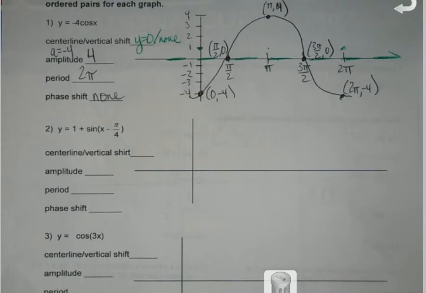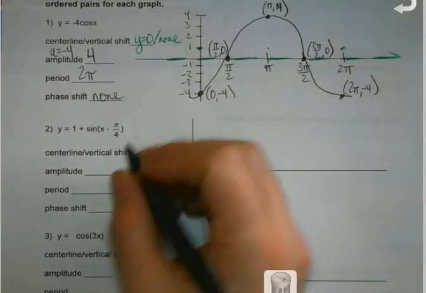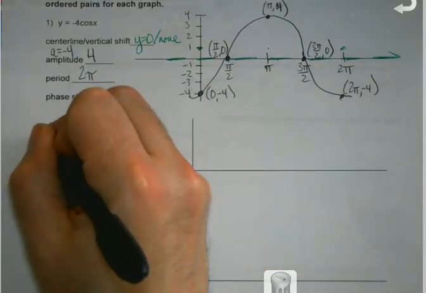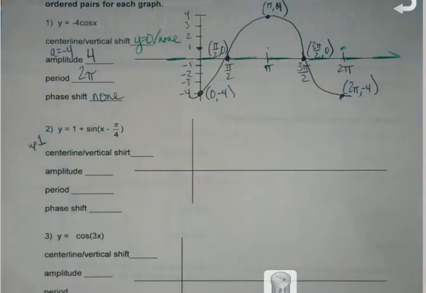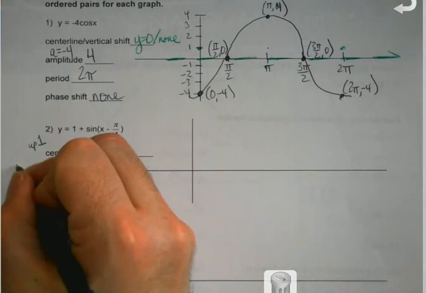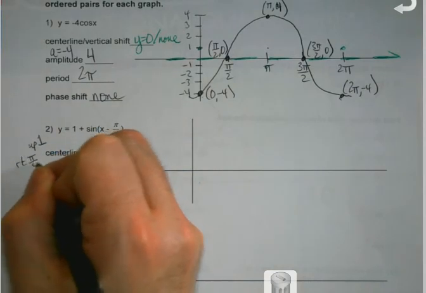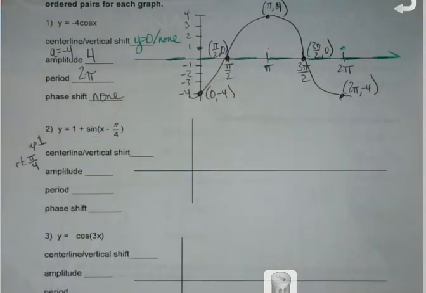Okay, next one, we get some interesting business work in here. So I look and I notice right away a couple of things. I'll just make myself some notes here to the side. This 1 is an up or a down shift, so I'm going to be shifting up 1, and I'm also going to be shifting right pi over 4, just to get myself a little of an idea of what's going on. Now, this is just me.